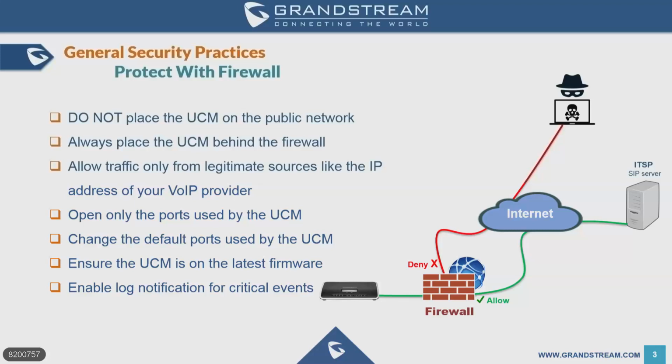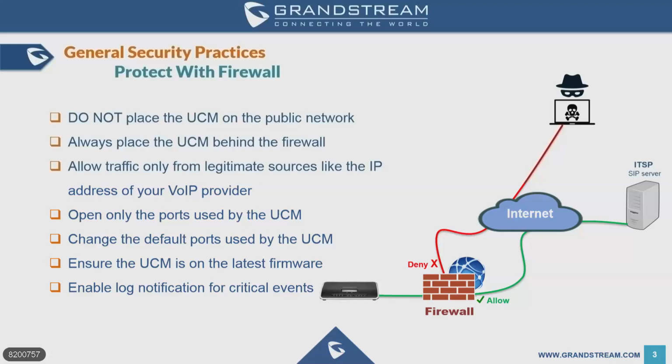Another wise thing to do when you install the UCM is change the default ports used by the UCM. For example, it has been noticed that most SIP attacks are carried on the SIP UDP port 5060. My recommendation to installers is always to change this port to a different port number other than 5060. You can change it to, I don't know, 9056 or 5690, but just change it from 5060.